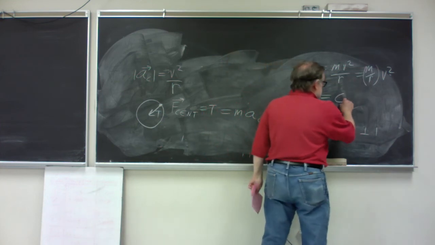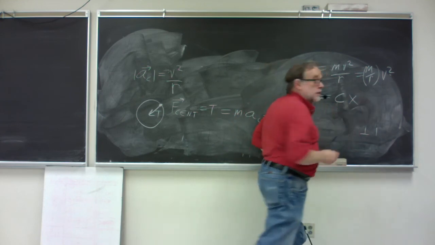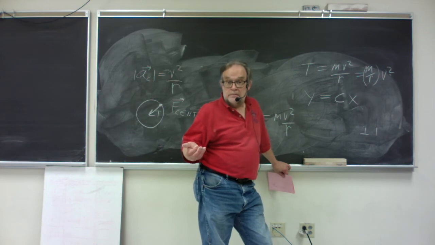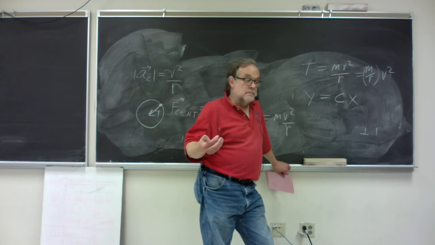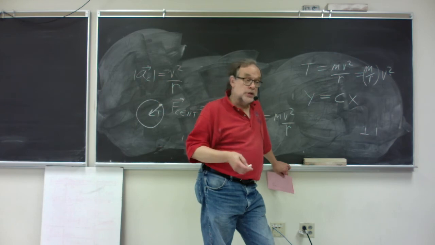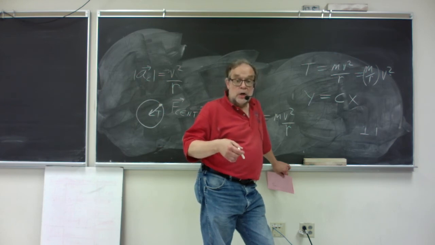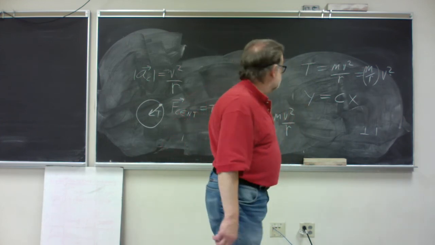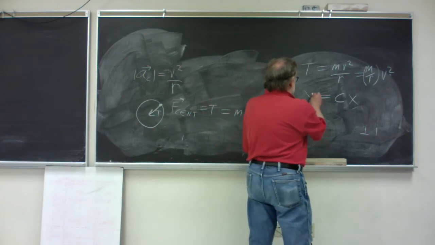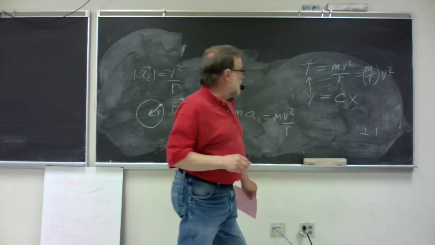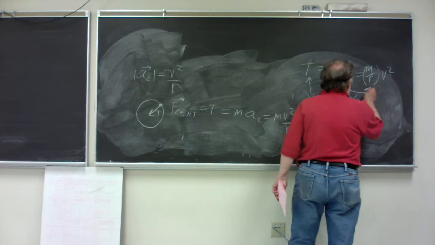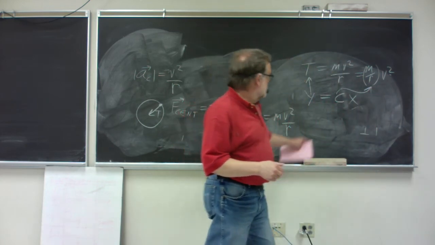Some variable equals a constant times another variable. That's the general pattern for direct proportionality. And that's important because we can say something about how things change when there's direct proportionality. We can say something about how a change in one variable affects the other variable when there is direct proportionality. In this case, the y variable corresponds to tension. The constant factor corresponds to mass over radius.